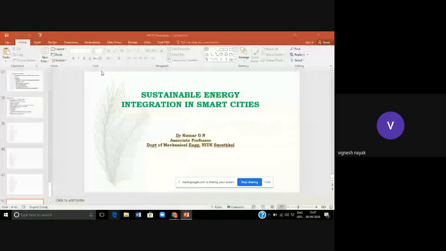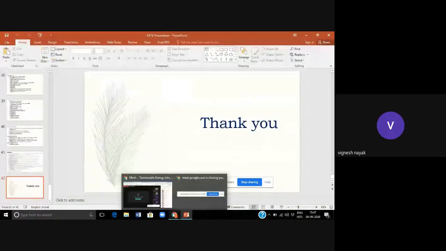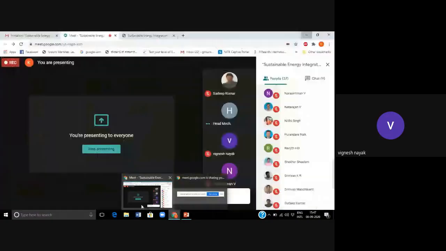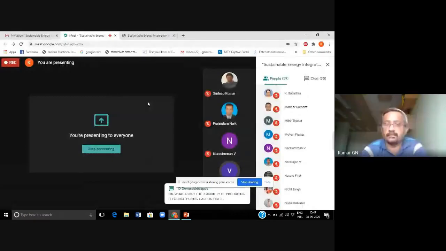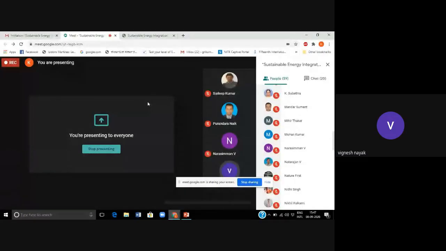There are two questions posted on the chat window. The head of the Department of Mechanical Engineering here at MIT has posted: please mention the safety measures to be taken while using a hydrogen engine.